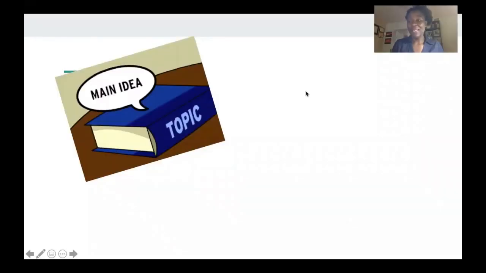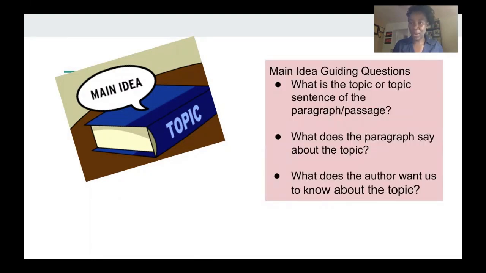Let's continue. Yesterday, we looked at identifying the main idea in nonfiction text. Today, we will continue working with nonfiction text, and we will also continue using our guiding questions as we identify the main idea and supporting details within our text. What is the topic or topic sentence of the paragraph or passage? What does the paragraph say about the topic? What does the author want us to know about the topic?